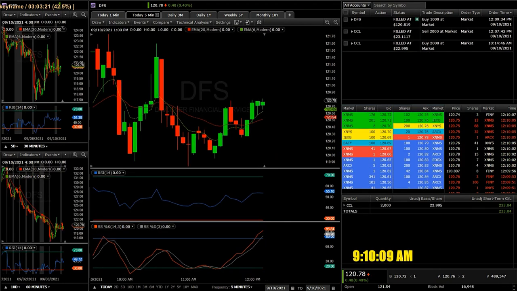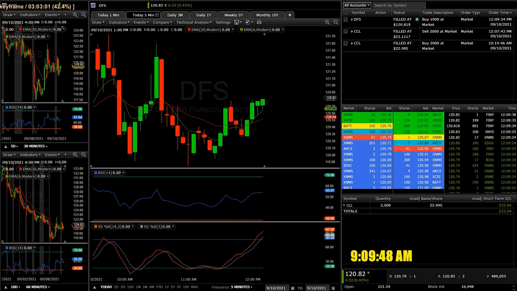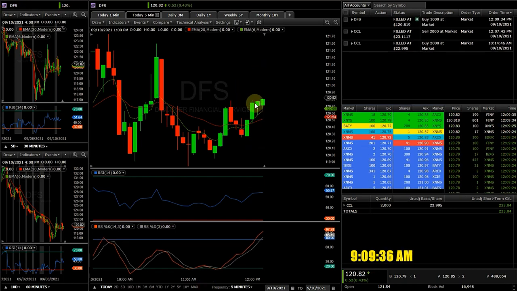DFS. So let me go back, too fast. Scroll back a little bit. Okay, DFS. I like the way the formation looks, so I jumped in. I noticed this is going back down. Inverted hammer, not quite the location, but it's a candlestick sloping up.